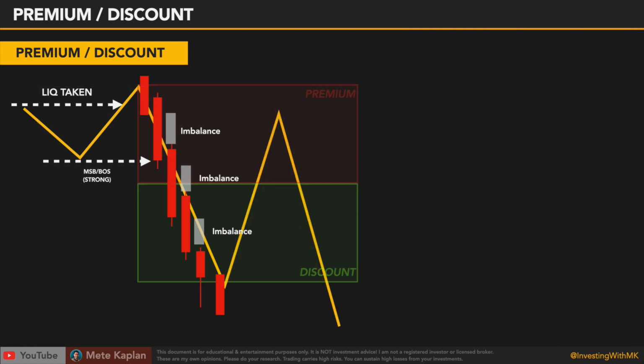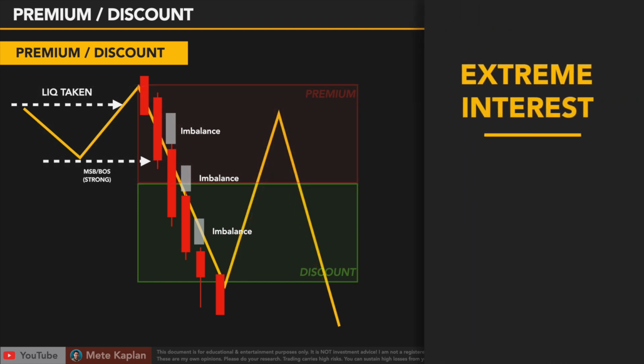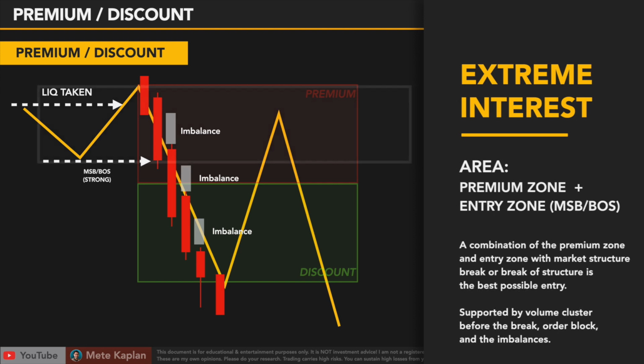My final special interest area is the entry zone with the MSB or BOS. It is also inside my premium zone. This area is generally called an extreme area because it is supported by possible order block and volume cluster.